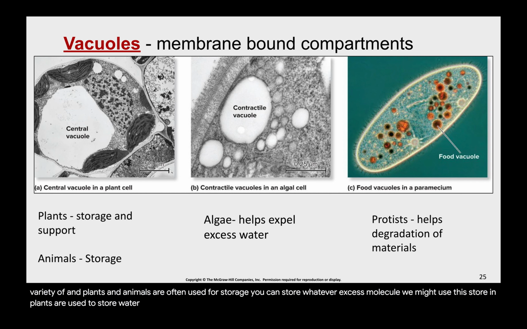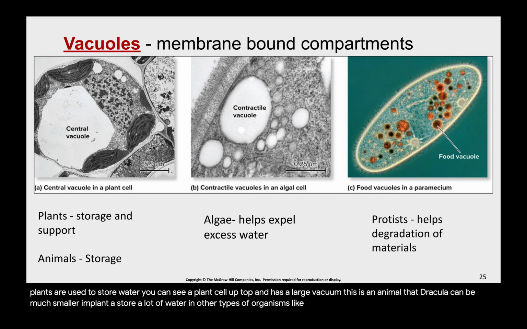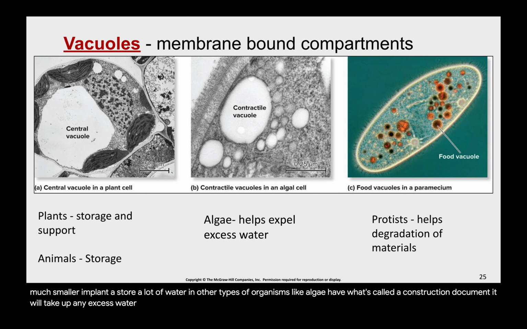You can see a plant cell up top. It has this really, really large vacuole. Right? Versus in animals, that vacuole is going to be much smaller. In plants, they store a lot of water in their vacuoles. In other types of organisms, like algae, we have what's called a contractile vacuole. It will take up any excess water from the cell, and eventually when that vacuole is full, it will expel that water into the surrounding environment.